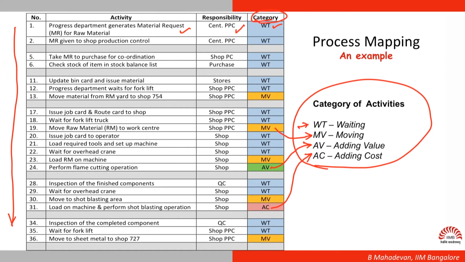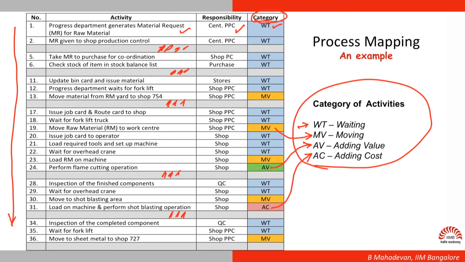For example, step 1 says production department generates a material request for raw material, done by the centralized production planning control department, and it's just waiting. Nothing is happening to it, so we call it waiting. Step 2 is material request given to shop floor. We have skipped a few steps. Whenever we have skipped a step, we have indicated it by this gray scale that you see here, because I didn't want to list the whole thing and make it too complicated, because there are 81 activities in all, so we have skipped a few of them.